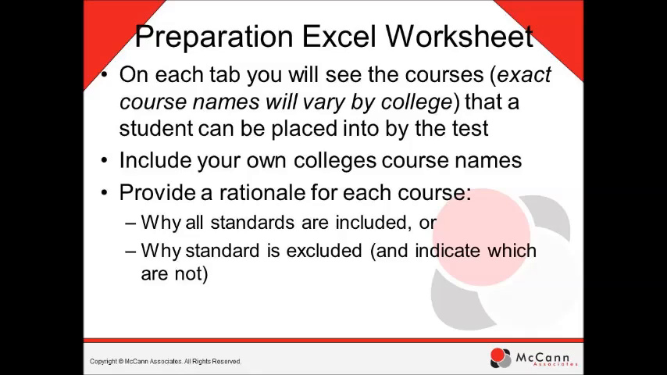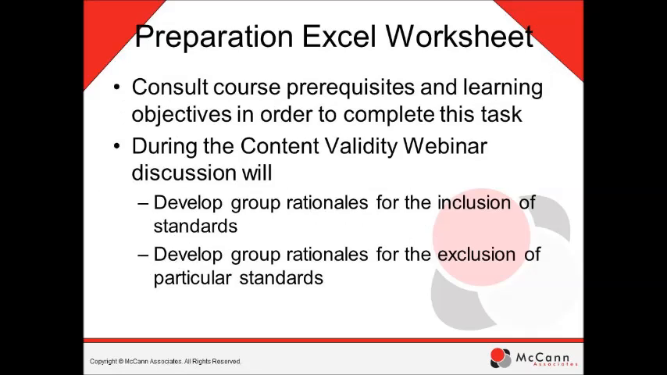Please provide a rationale when possible for why it is logical standards are included or not for the particular courses on the Excel sheet in the appropriate cells corresponding to the courses. It is crucial to consult course prerequisites and learning objectives in order to complete this task. These descriptors will help to highlight why certain standards are more or less important to test on for courses. During the actual Content Validity Webinar, we will have a discussion and select group rationales for the inclusion or exclusion of standards on the assessment.